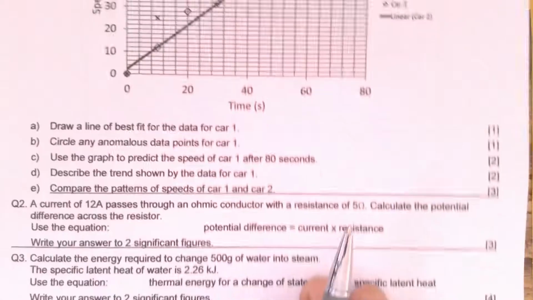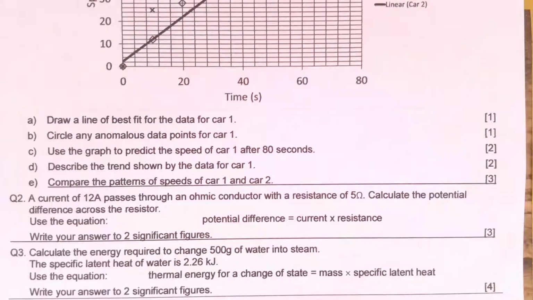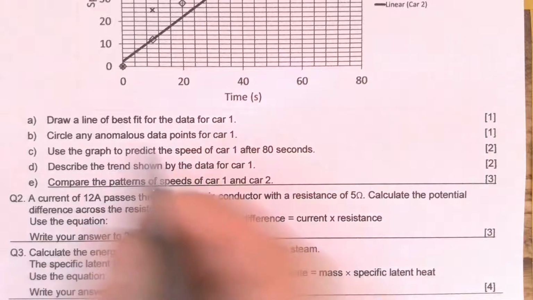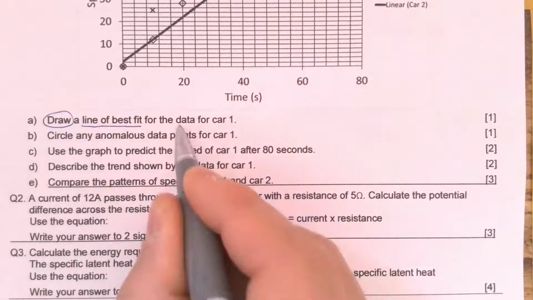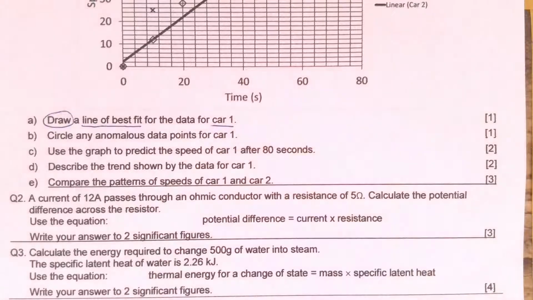So what does the question ask us to do? Draw a line of best fit for car 1. So this is a draw question. We have to draw a line of best fit. The data for car 1. So I'm cubbing the question. It's worth 1 mark. I don't need to do any bullet points for this. I've got to just draw the line of best fit.